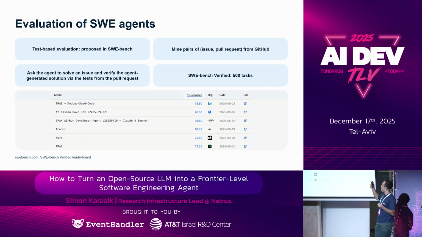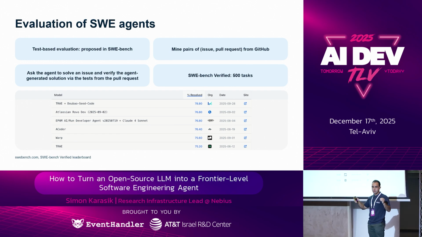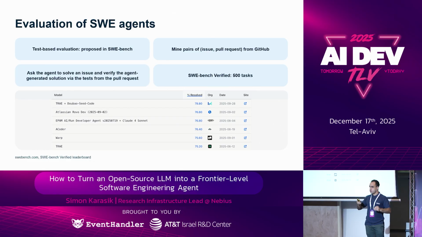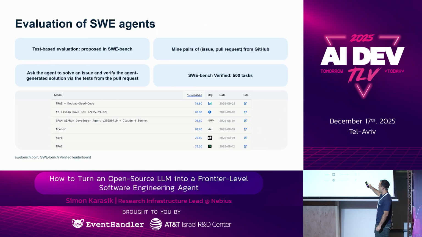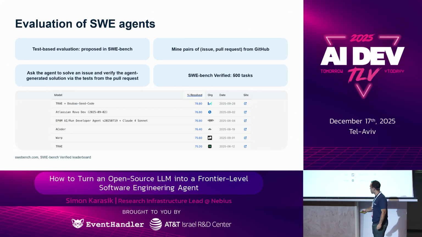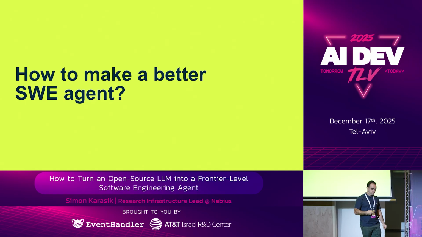We have GitHub with thousands of different repositories, issues, and pull requests. And so we can use GitHub to mine real data for the benchmark. And as you can see, the competition on this benchmark is really tight. Everybody is trying to score higher. And so the question is, how do we actually make a better agent?